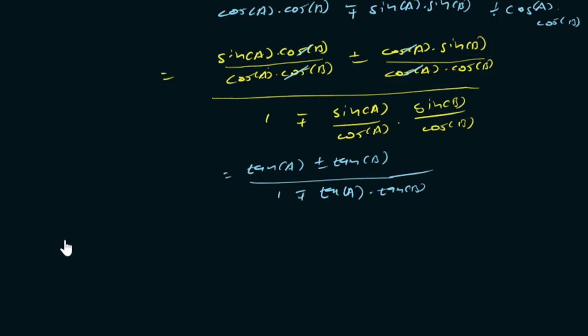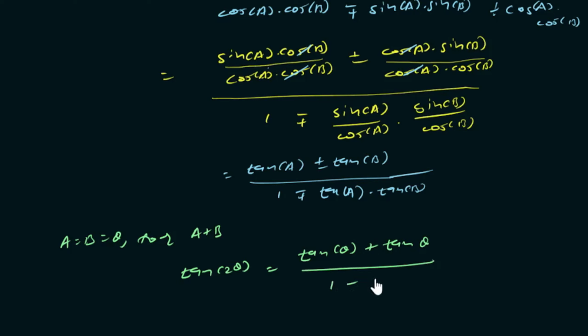Now, if we put a equals b equals theta for a plus b, we will get tan 2 theta equals tan theta plus tan theta divided by 1 minus tan theta into tan theta. So here we have 2 tan theta divided by 1 minus tan square theta. You have to remember this formula using this identity. I simply remember the values of sin a plus or minus b and cos a plus or minus b; using that you can derive these formulas.